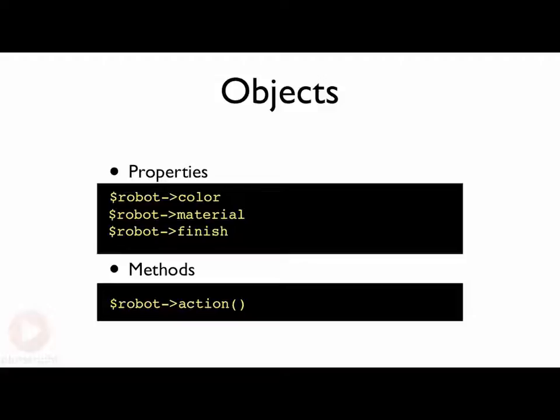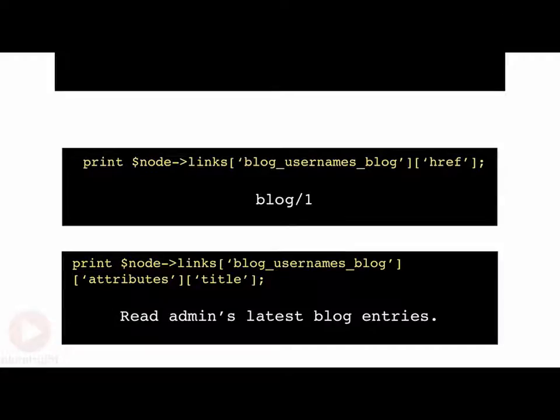Objects in PHP are similar to arrays, the main difference being that they can have methods or functions associated with them. Primarily in theming, we'll be just concerned with object properties. In a more complex example, something that we may actually run into in Drupal theming, we'll see that we can chain these things together to get quite complicated data structures.